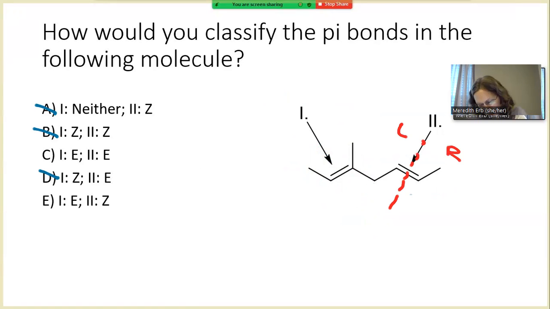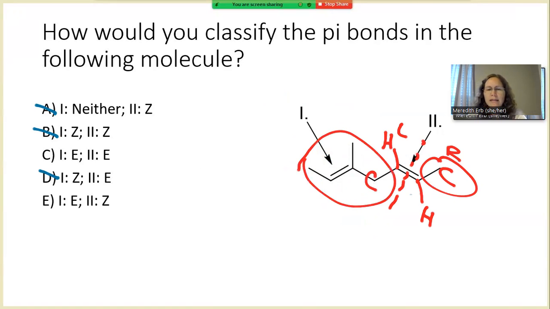So on the right side, we have a hydrogen and a carbon. And again, the carbon has a higher atomic number, so that's going to beat the hydrogen. And on the left-hand side, we have a carbon versus a hydrogen. So again here, two groups that are on opposite sides of the pi bond. So this is also an E case. So on the left-hand side, for the first pi bond, we had E, and on the second pi bond that's on the right-hand side of the molecule, pi bond 2, we also have E. So that means that our answer is C.